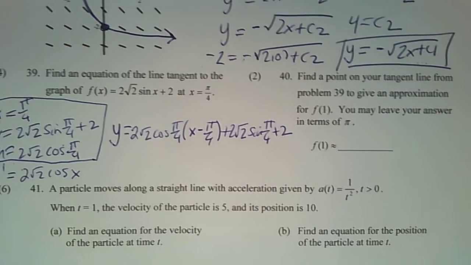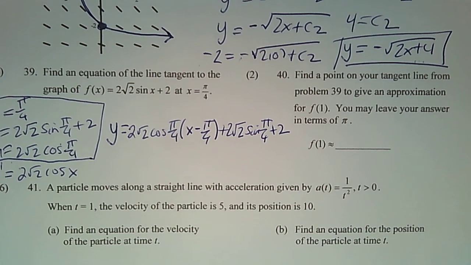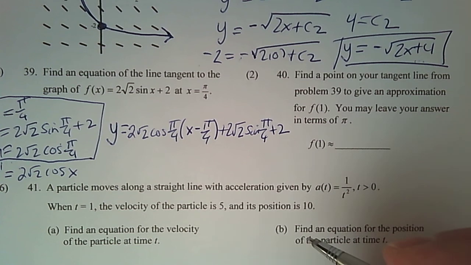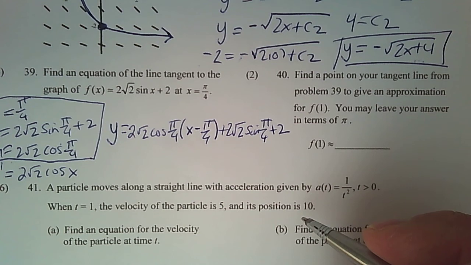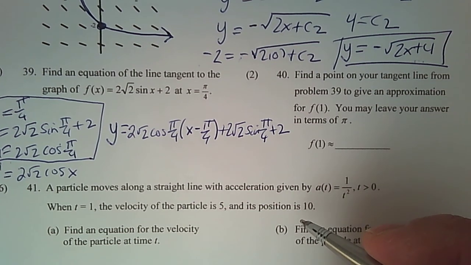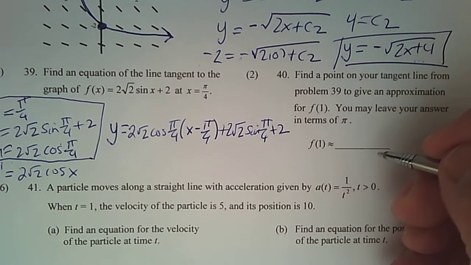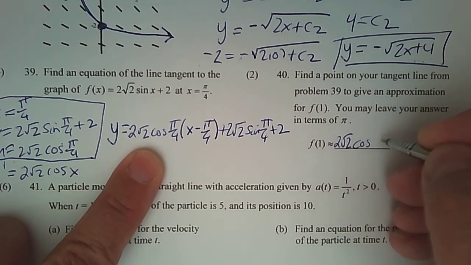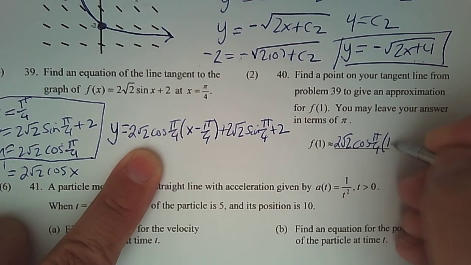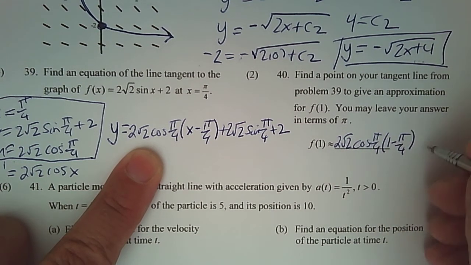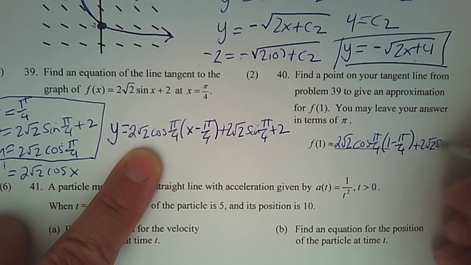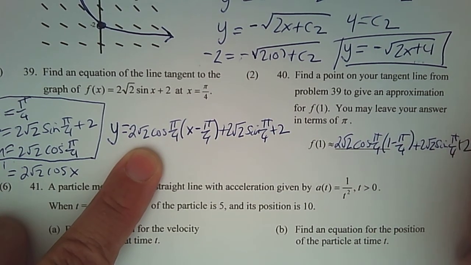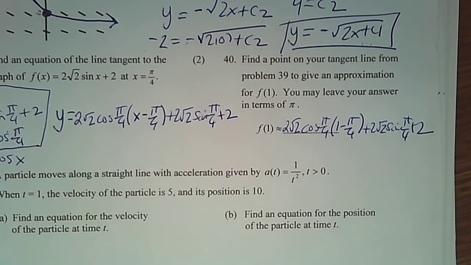It says find a point on your tangent line from problem number 39 to give an approximation for 1. So if I want to approximate 1, then all you do is substitute in positive 1 to find that. So the approximation of this then would be 2 root 2 cosine pi over 4, 1 minus pi over 4, plus 2 root 2 sine pi over 4 plus 2. And there's no need to simplify it unless it was multiple choice.